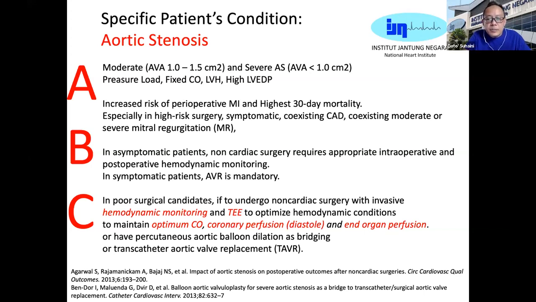If the surgery is not urgent, we might want to discuss with our cardiologists whether preoperative aortic balloon dilatation is suitable or not. In some surgical situations, TAVI, transcatheter aortic valve replacement, might be needed before the non-cardiac surgery.